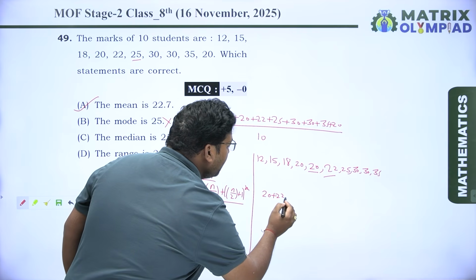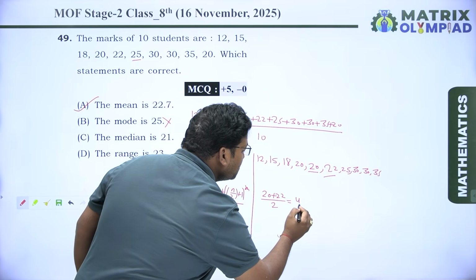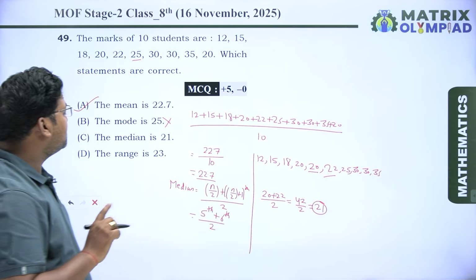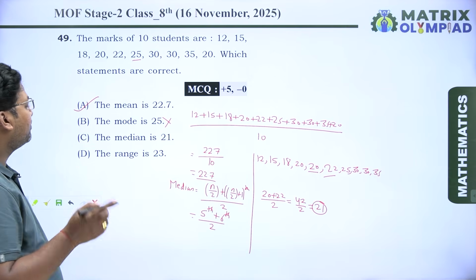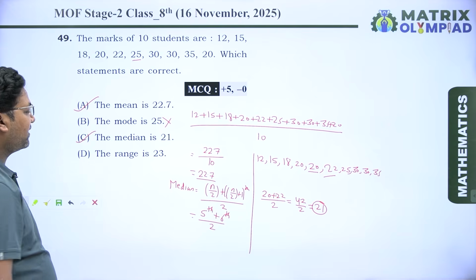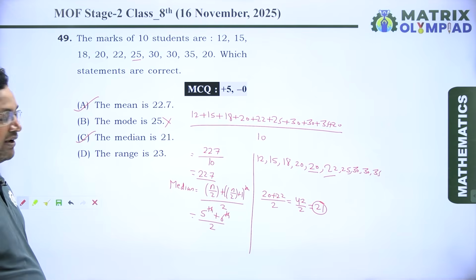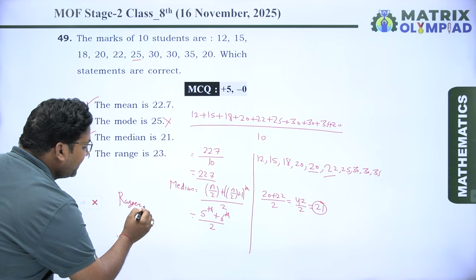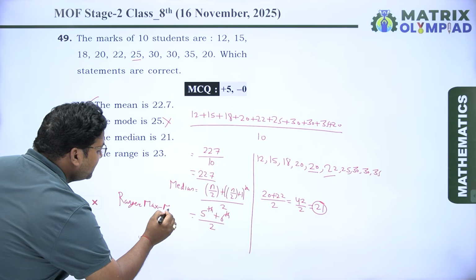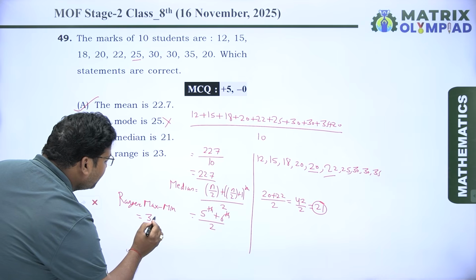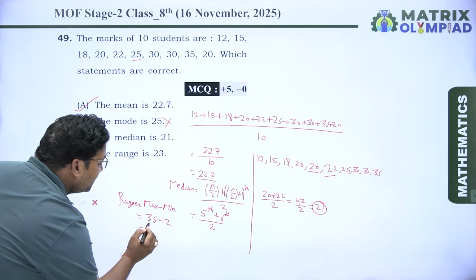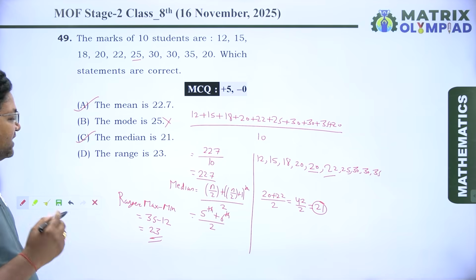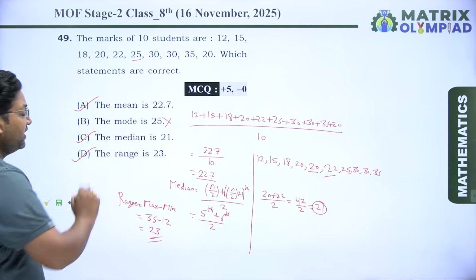So 20 plus 22 upon 2, which is equal to 42 upon 2, which is equal to 21. So it means the median of this observation is 21, so option C is correct. Next is, the range is 23. For any data, range is equal to maximum number minus minimum number. So here you can see the maximum number is 35, the minimum number is 12. So 35 minus 12 is 23, which means the range is 23. So it means option D is correct.